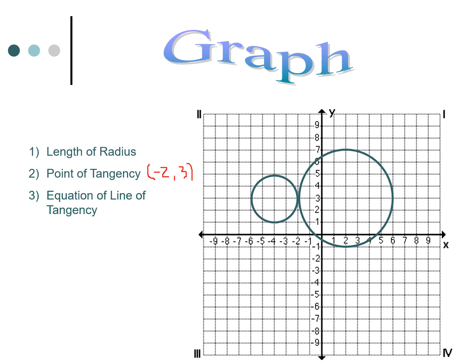Let's do the line of tangency. That's the line that touches both circles at one place. Here it is. There's a line that touches both circles. Now, how do we write that as an answer? To write the equation of a line that goes up and down, it is always x equals, and wherever that line is, in this case it's -2.